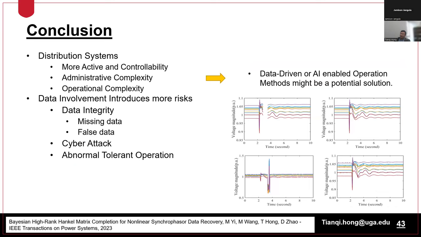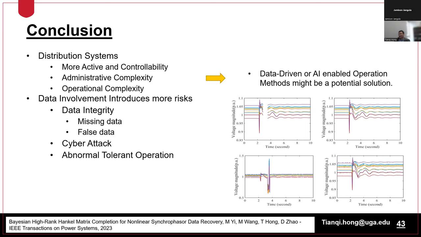First, because of the renewables, the power electronics interface, and the electric vehicles, the distribution system becomes more active and offers more control abilities. This is a good thing for the distribution system, but it also brings more challenges and administrative complexities to the operation of distribution systems. It also introduces operational complexities. So a data-driven and AI-enabled operation method might be a good solution to solve all those kinds of problems and offers better performance to the system operations.